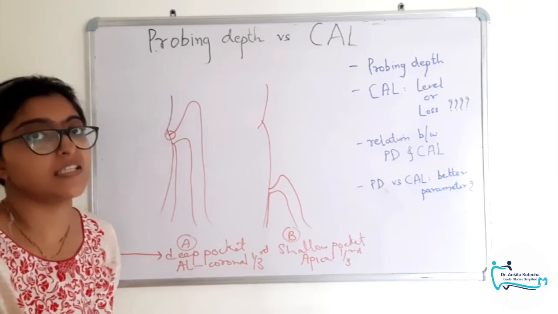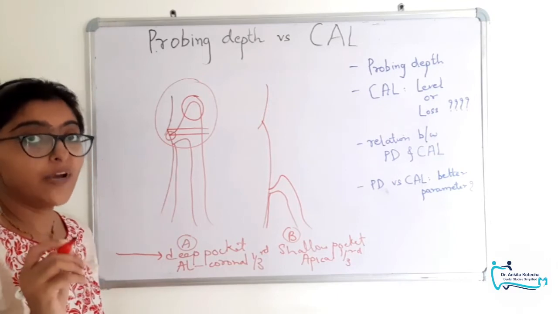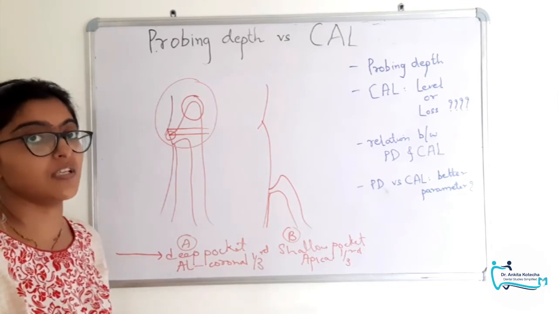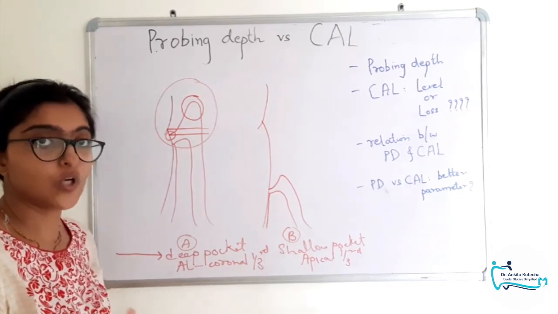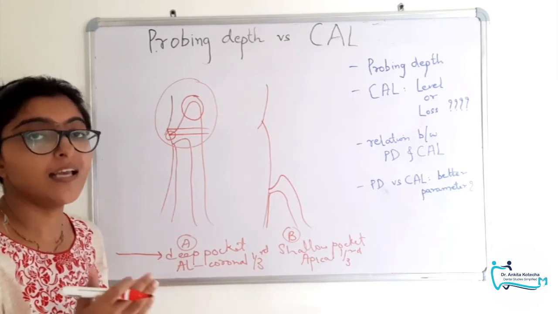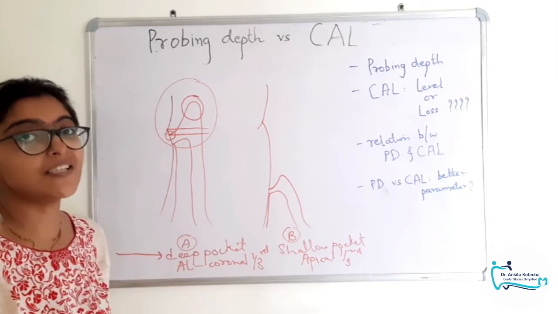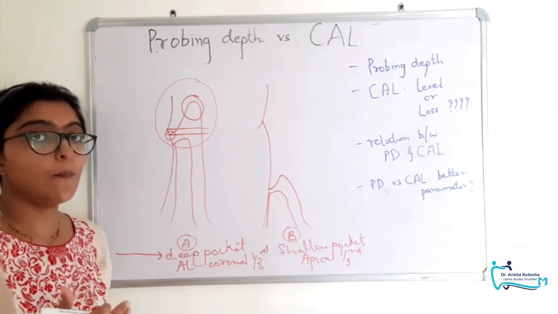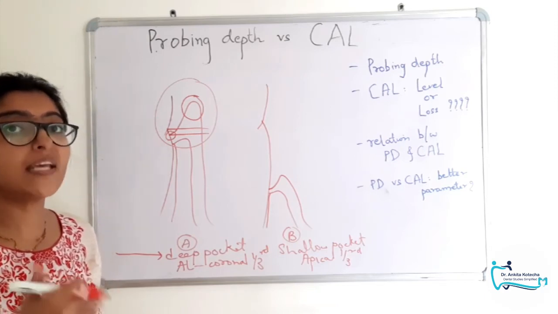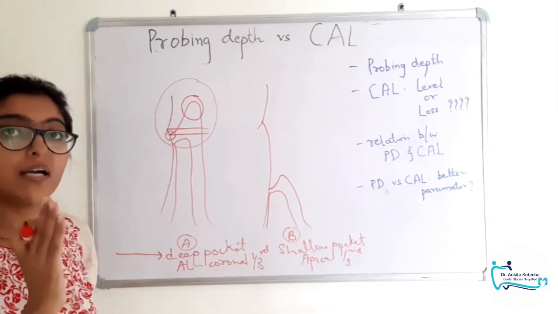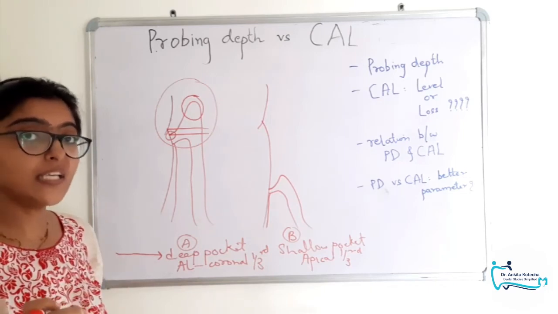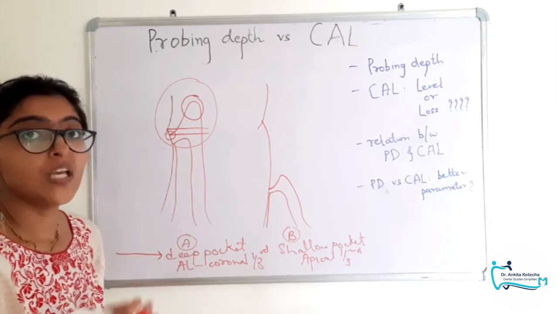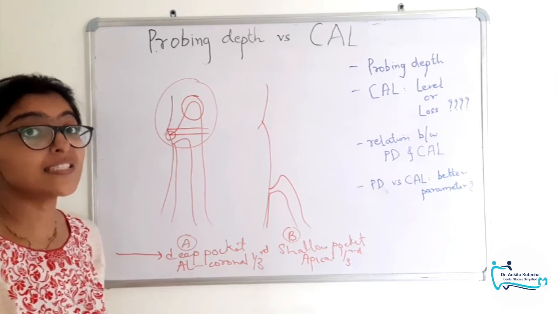One more fact to validate my answer is the latest classification of periodontal diseases, 2017. If you have gone through my video on the same topic, they have considered CAL as a severity indicator while staging periodontitis and not the probing depth. Probing depth they have considered as a complexity factor to assess whether it will make the case management complex or not. But the main indicator of severity, the primary indicator, is CAL. This is how my answer gets validation that CAL is a better indicator of disease severity.